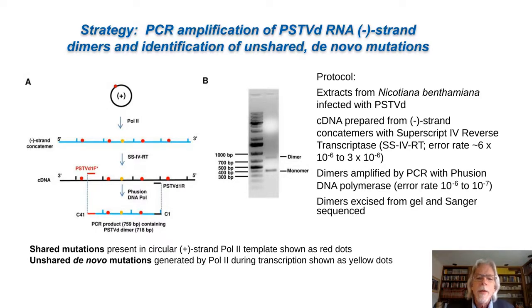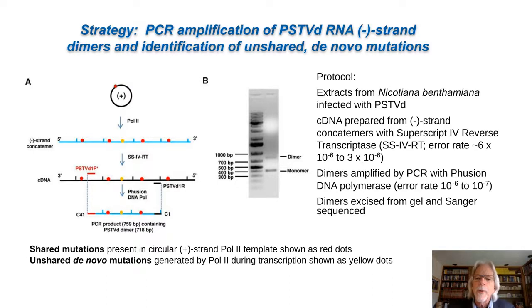So that mutation should be present in each of the monomers. In other words, it should be shared by each of the monomers, again, indicated by the red dots. However, a mutation generated during that transcription process will not be shared by other monomers. That's the yellow dot. And we refer to those as unshared de novo mutations. Those are generated by Pol II during that transcription event. And so our strategy was to sequence minus strand dimers and look for unshared mutations.